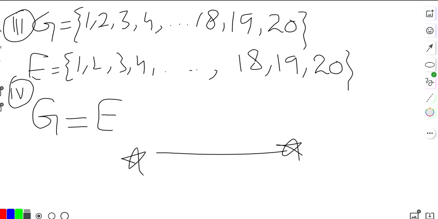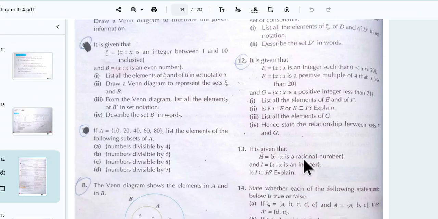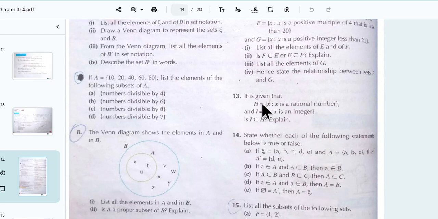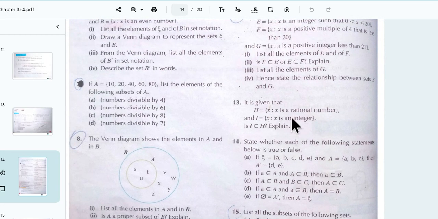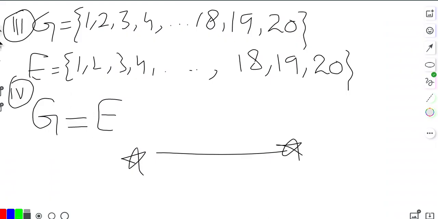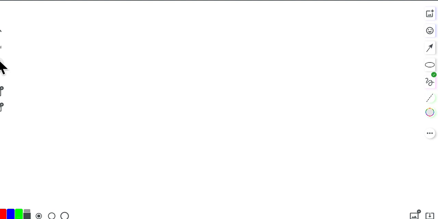Okay. Now moving to question number 13. It is given that H is a set such that x is a rational number. I is a set containing all elements x such that x is an integer. Now is I a subset of H? Explain. Let me introduce the topic of rational numbers and integers. First of all, if we discuss rational numbers, a little bit of introduction.